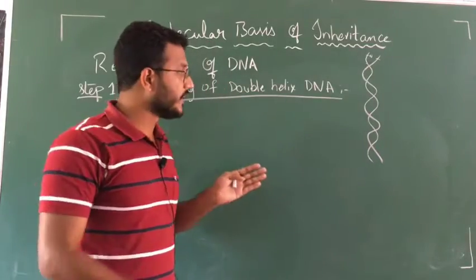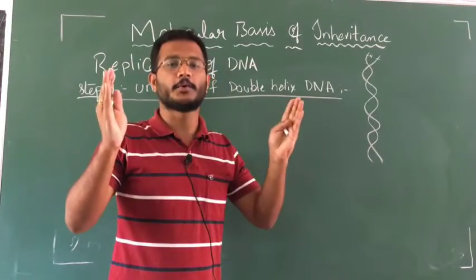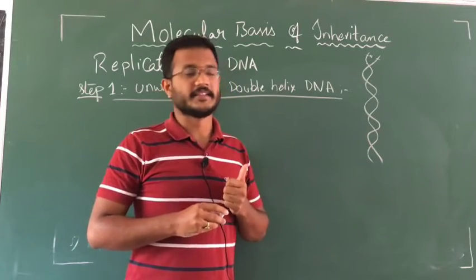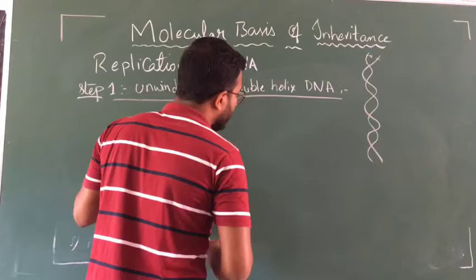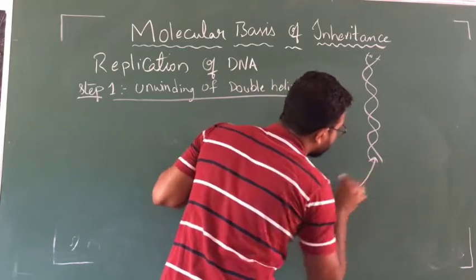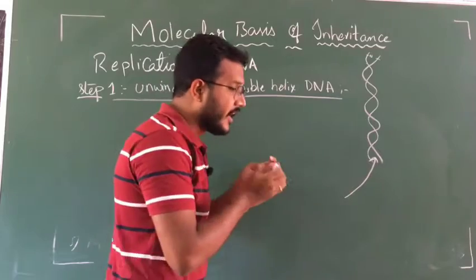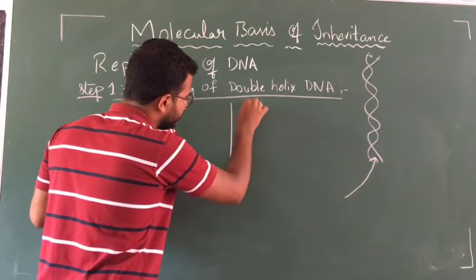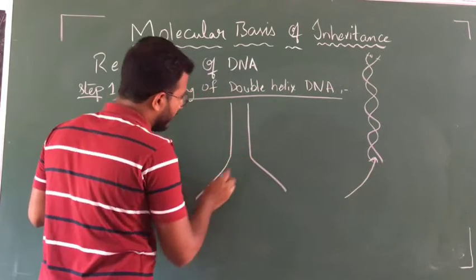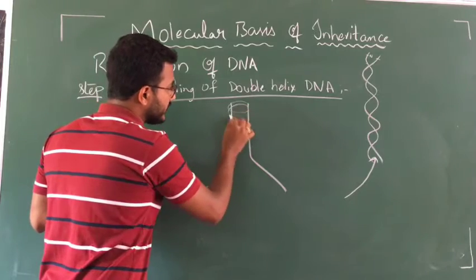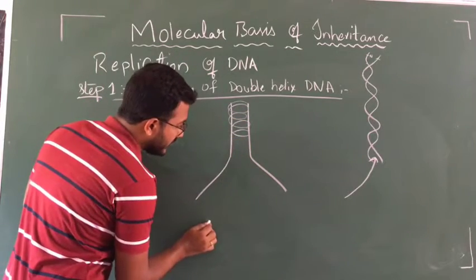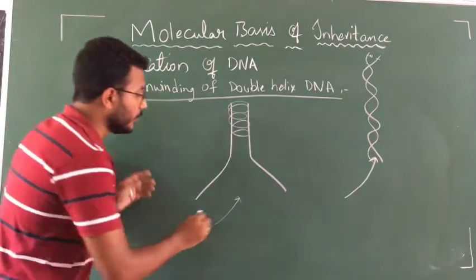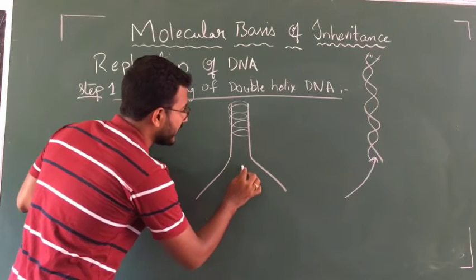So, for the process of replication, we have to unwind the helix. We have to separate the 2 strands. That process will be done by the enzyme helicase. The helicase will act here and slowly it will unwind the 2 strands. You have to imagine this process: this strand is a helix, and here the enzyme acted and will unwind the 2 strands. And now the helicase slowly moves in this direction.